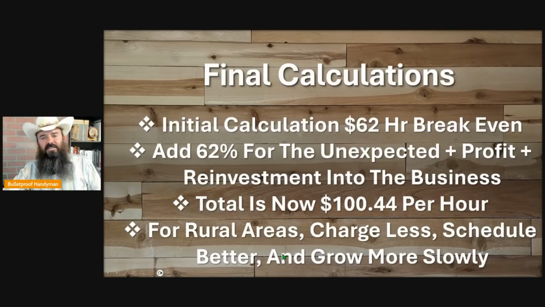Now, for charging less, that might be because you're in a rural area, so you can charge less, you can schedule more tightly and more efficiently, and you can grow more slowly. There's lots of things you can do to bring that number down if you're in a rural area. And then the exact same thing if you're in a big city, you're going to need to bring that number up. But those are the final calculations.